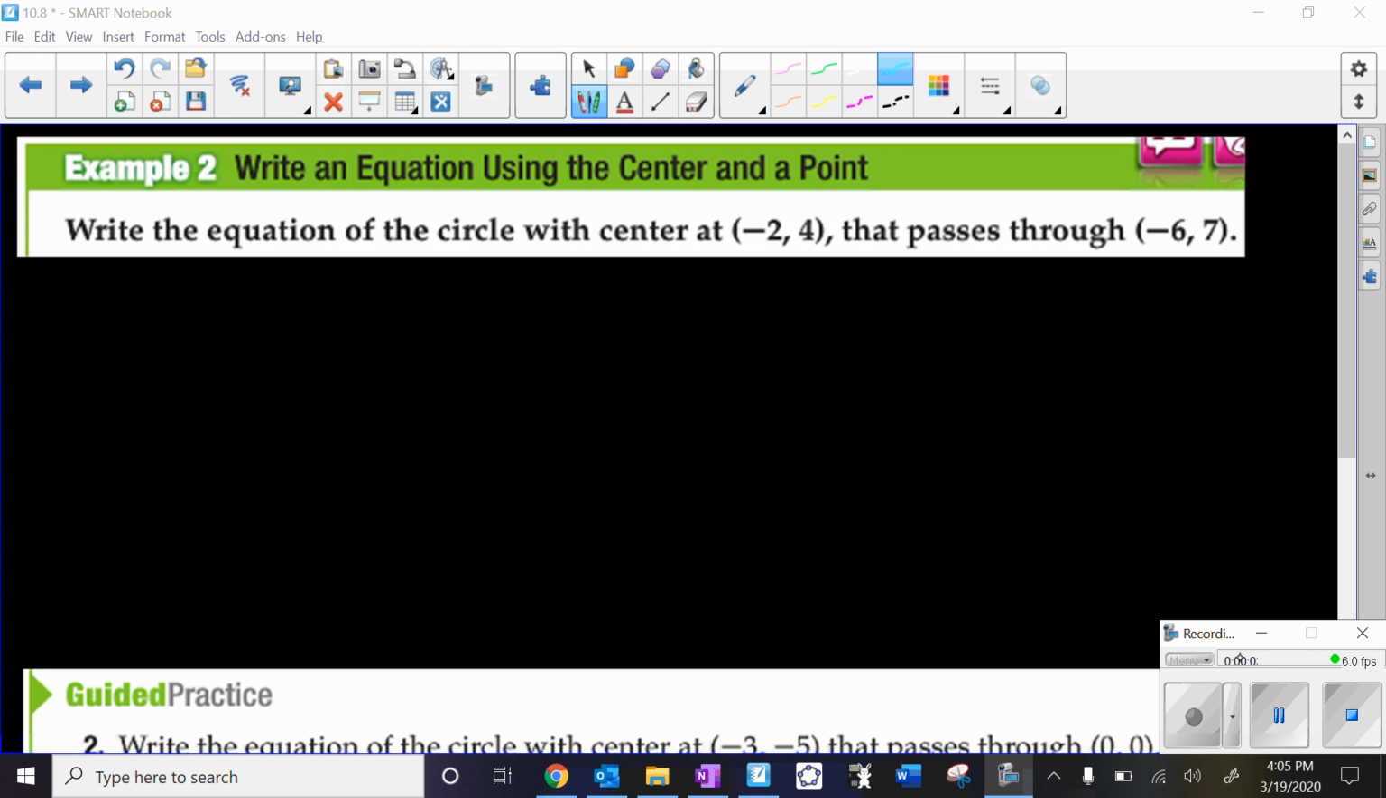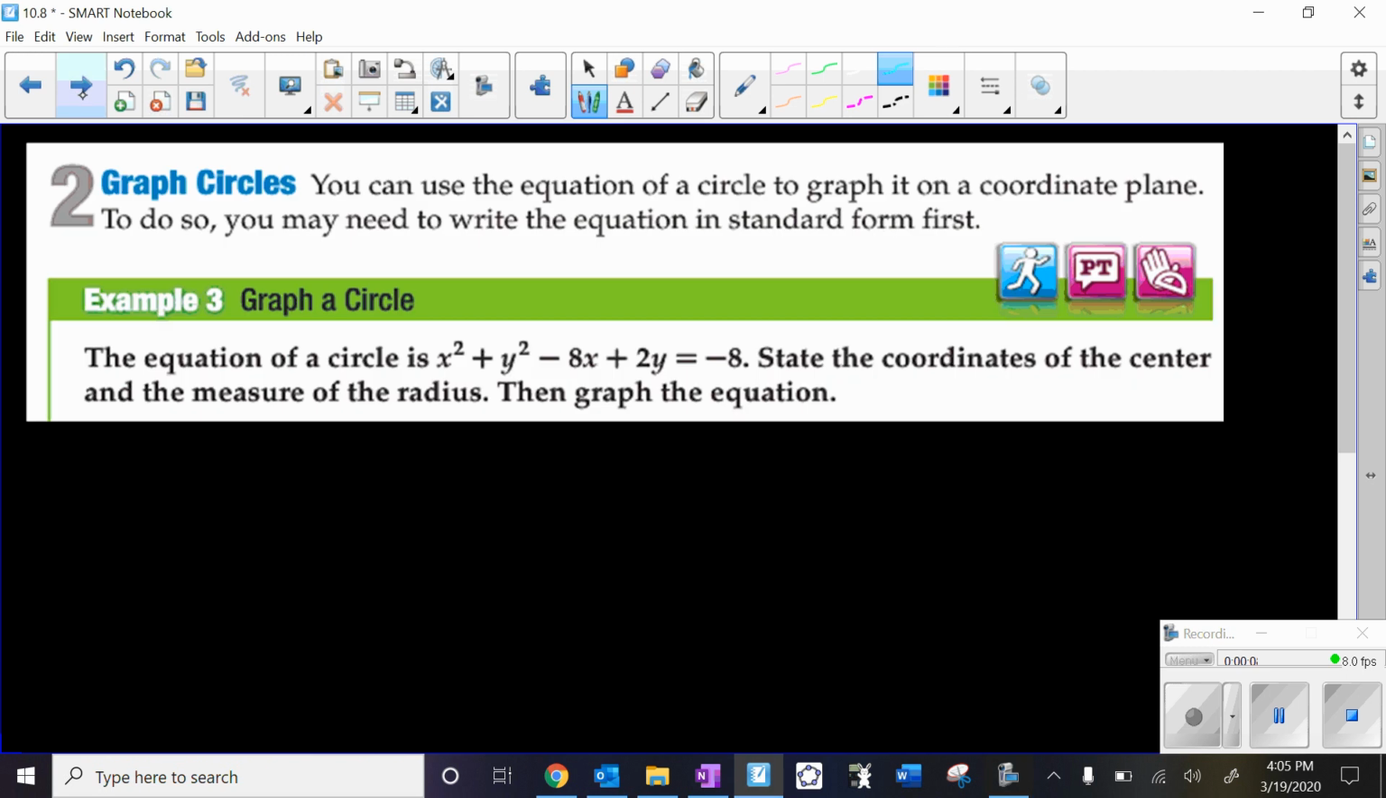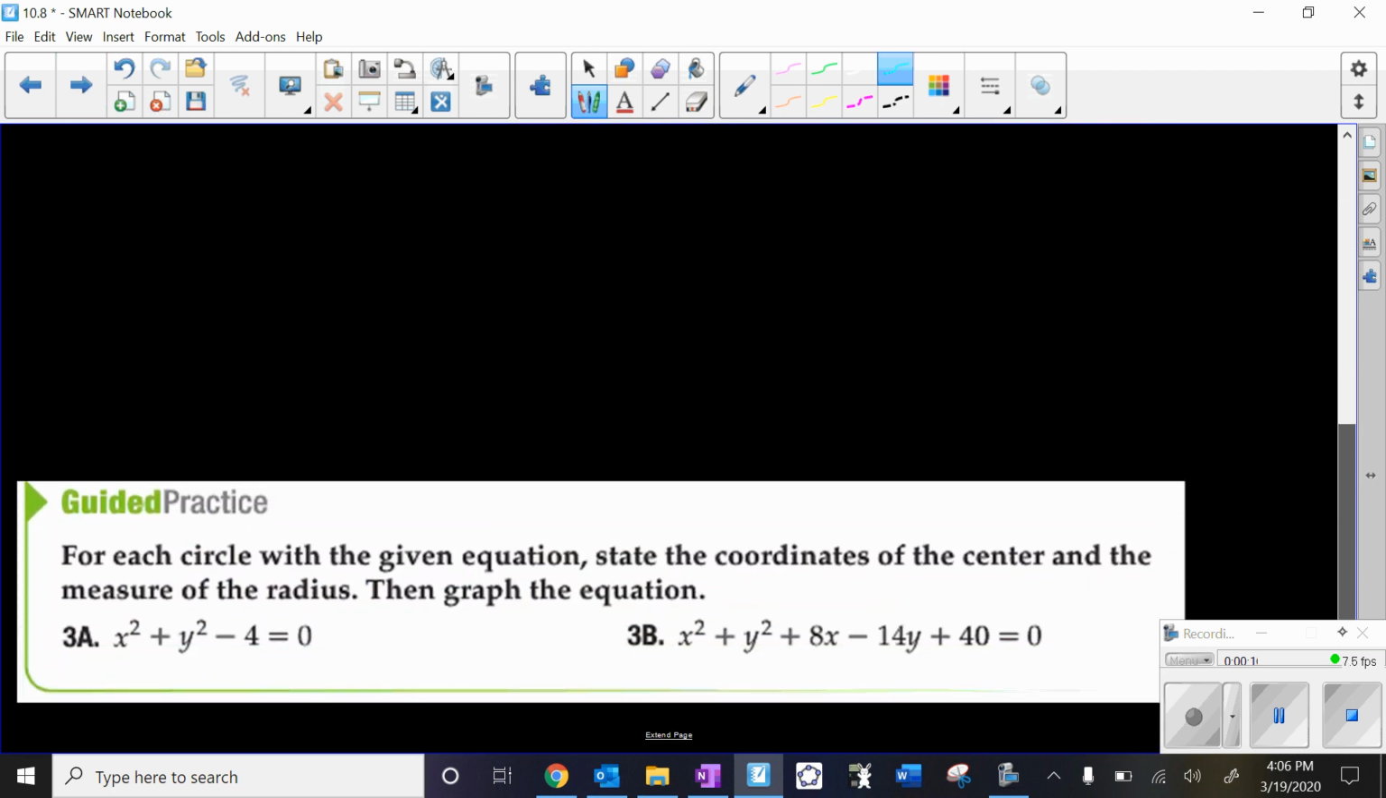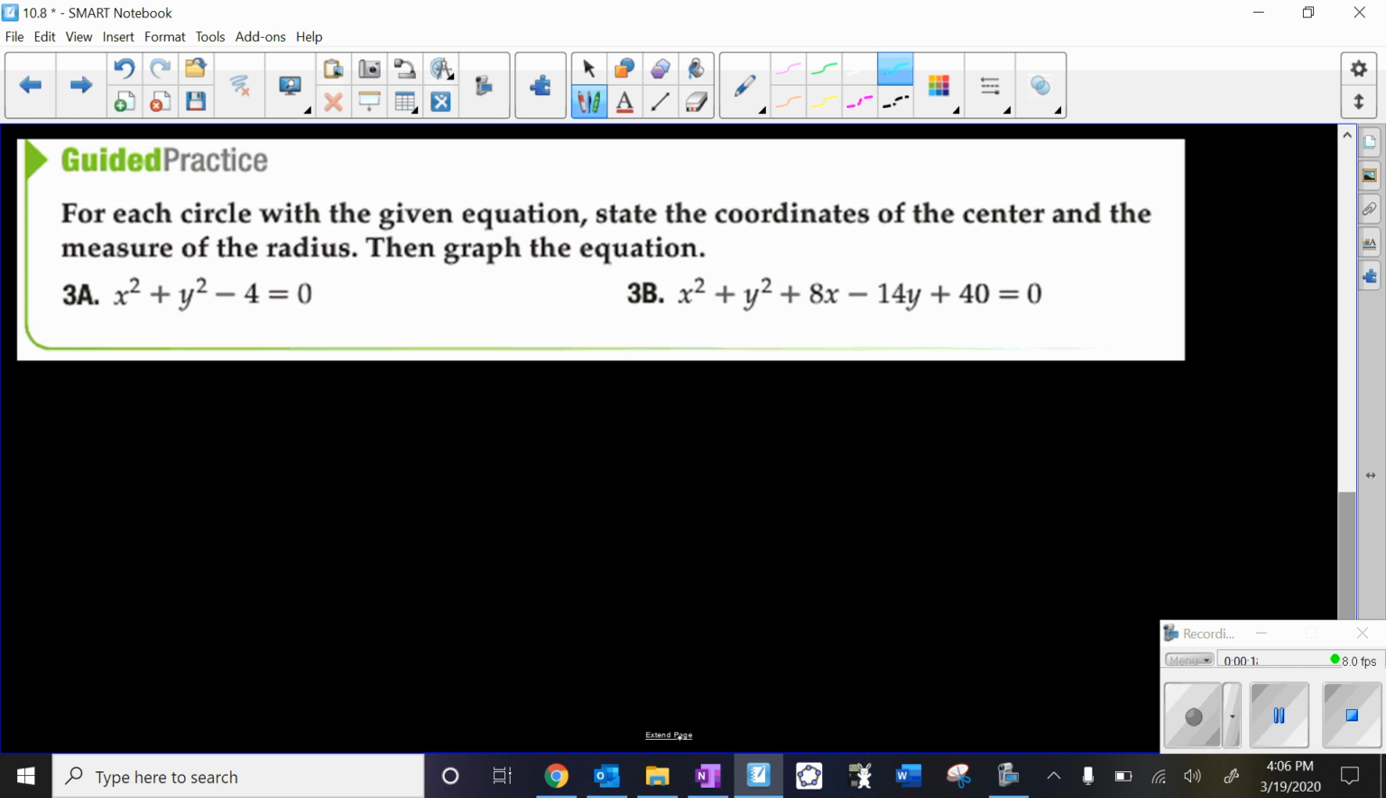Now that we know how to write an equation given a center and a point, we're going to extend the idea to a problem that looks like this. I'm going to scroll down and pick 3B to do with you. For each circle with the given equation, state the coordinates of the center and the measure of the radius. I'm also going to ask you to do the diameter, since the diameter comes from the radius. I'm not going to make you graph the circle, but I do want us to come up with the center, the radius, and the diameter.